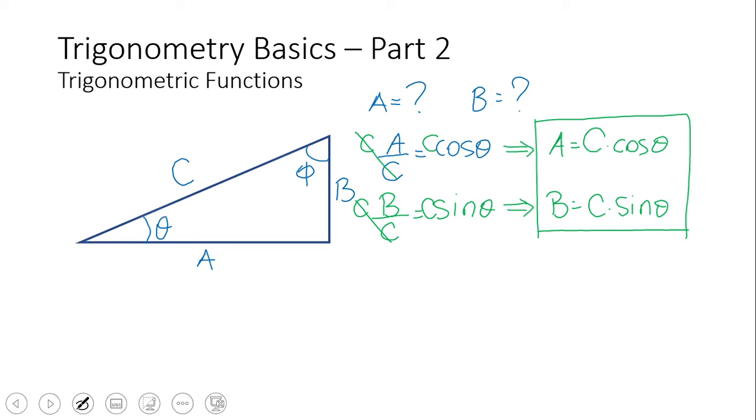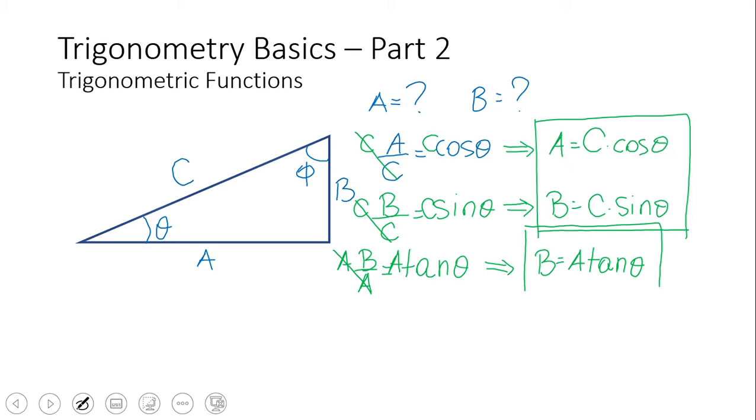And also, I could find from the tangent, if I know one of the sides, let's say I know A, but I don't know B, I could do the same thing. I could multiply both sides by A here. And that tells me that if I know A and I know the angle, then the side B will be equal to A times the tangent of the angle. This third one is less used than the previous two, but it's important nonetheless.